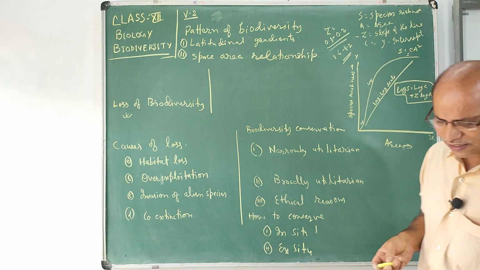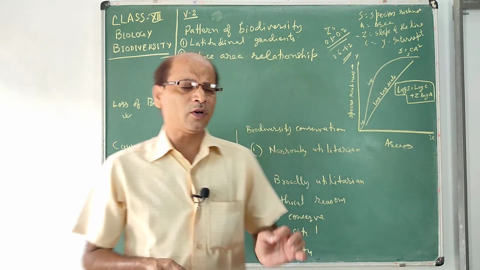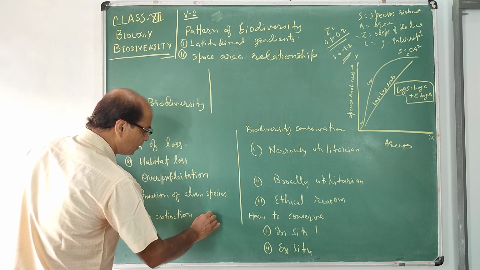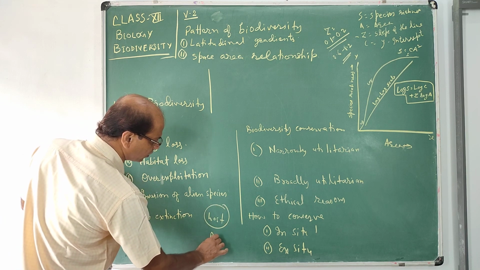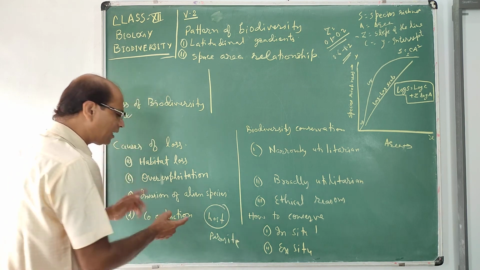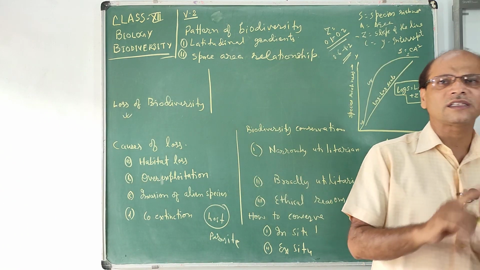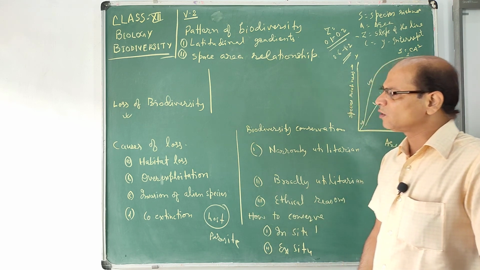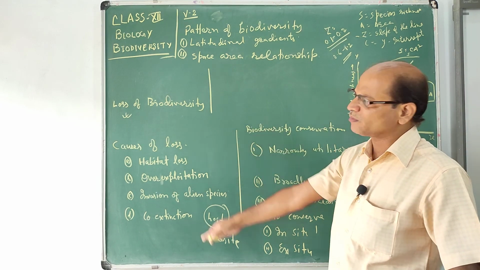Next one, that is coextinction. It is the concept that, suppose any parasite depends on a host. If the host dies, what happens? The parasite also dies because of their coexistence. They depend on each other. That's why if the host dies, then the parasite also dies. This is coextinction, and due to that biodiversity loss takes place. So these are the different activities by which biodiversity loss occurs.